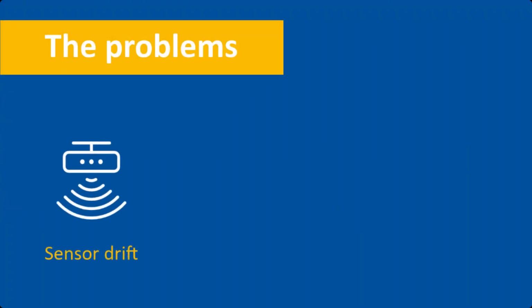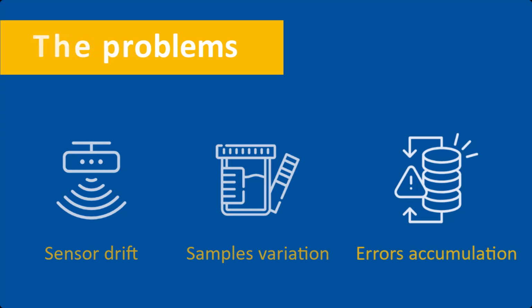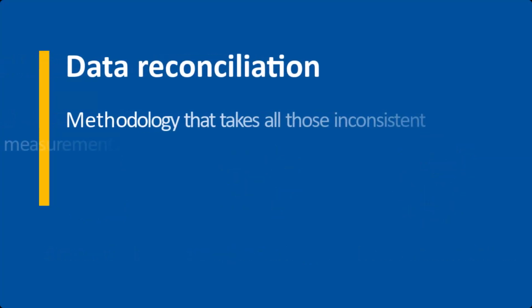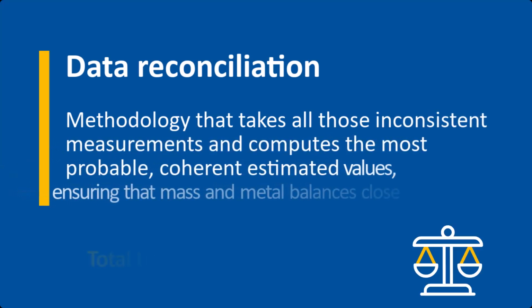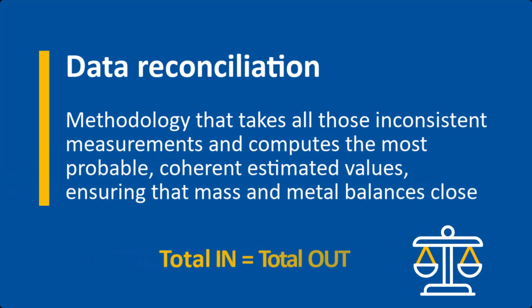In mineral processing, measurements are never perfect. Sensors drift, samples vary, and errors accumulate. Data reconciliation is the methodology that takes all those inconsistent measurements and computes the most probable, coherent estimated values, ensuring that mass and metal balances close.